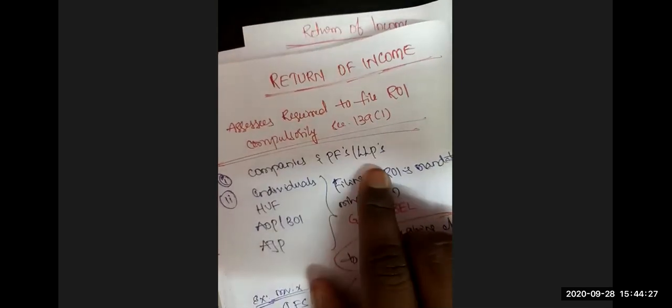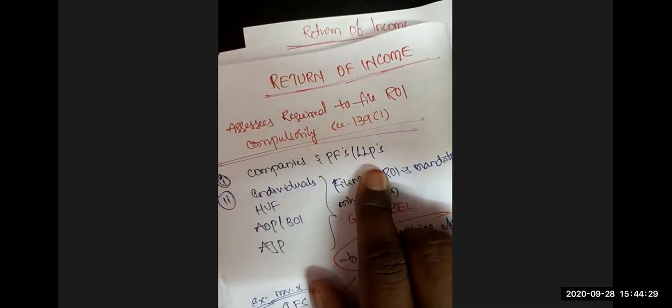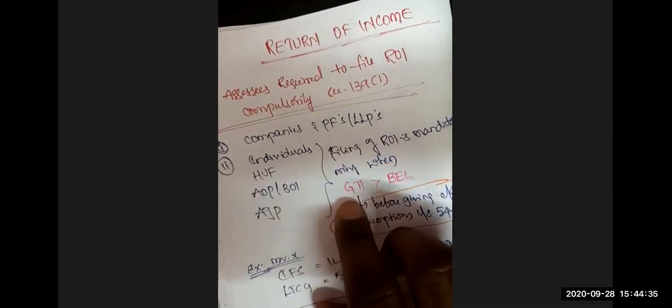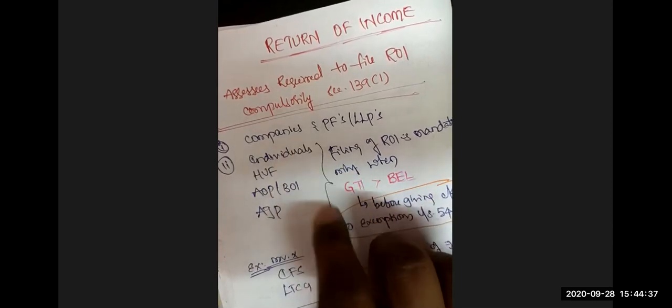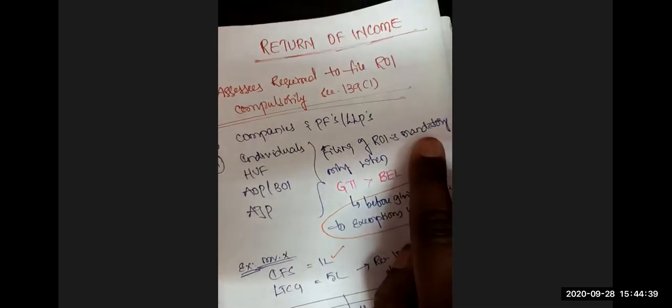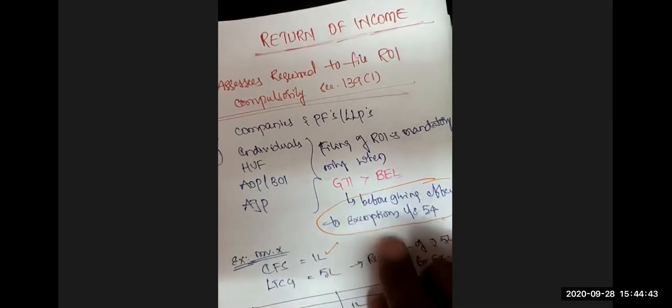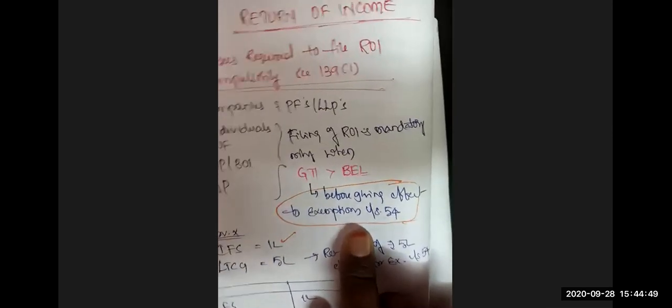Companies, partnership firms, LLPs must file compulsorily, irrespective of their turnover or total income. They have to file the return of income compulsorily. Individuals, HUF, AOP, BOI, AJP: filing of return of income is mandatory only when the gross total income exceeds the basic exemption limit, before giving effect to exemption under section 54. This is an important adjustment. One should be very careful here.